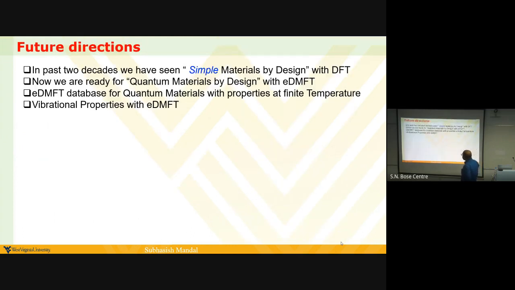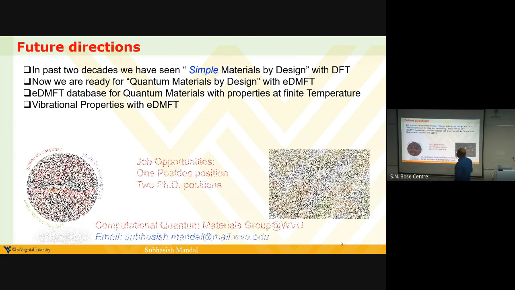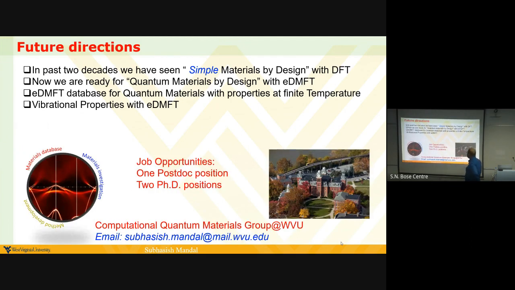So for the future direction, I can say that in the past decades we have seen materials by design approach in DFT, and we can design a simple material. But now we are ready to design quantum material, correlated material. That's what I started doing in my group: can we design superconductors using these tools? Because we're pretty good at understanding. And not only that, we can make a database. Then we can also use data science tools, and that is how I hope the future is going to look like in 2 years. And also we can access the vibrational properties.